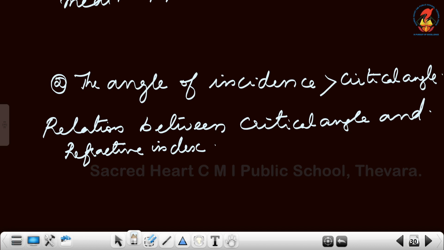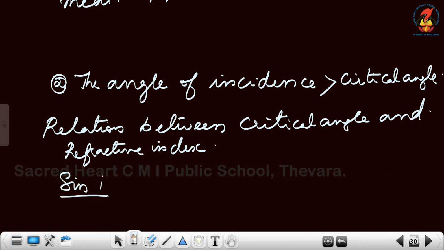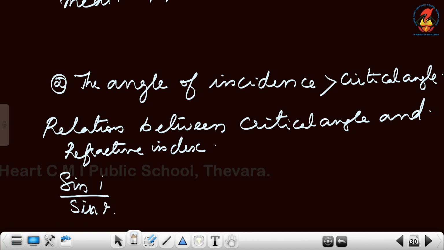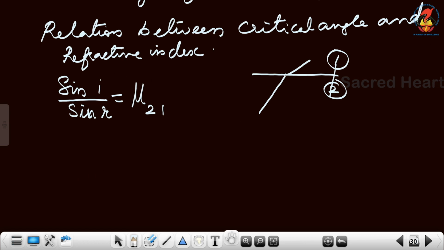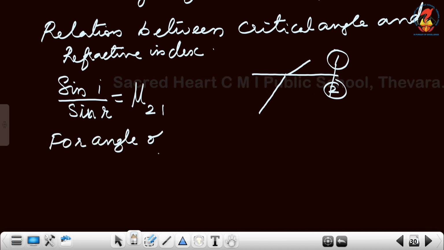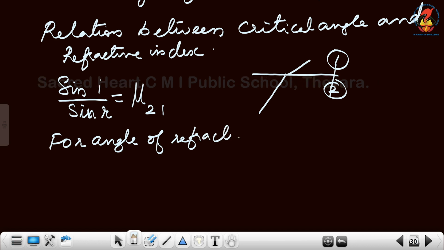We know that Snell's law is given by sin i by sin r equals mu 1. In our case, the light ray is traveling from the denser medium to the rarer medium. Usually we take this as medium 1 and this as medium 2, but in our case light is traveling from medium 2 to medium 1. And for TIR to take place, the condition is for the angle of refraction to be 90 degrees.